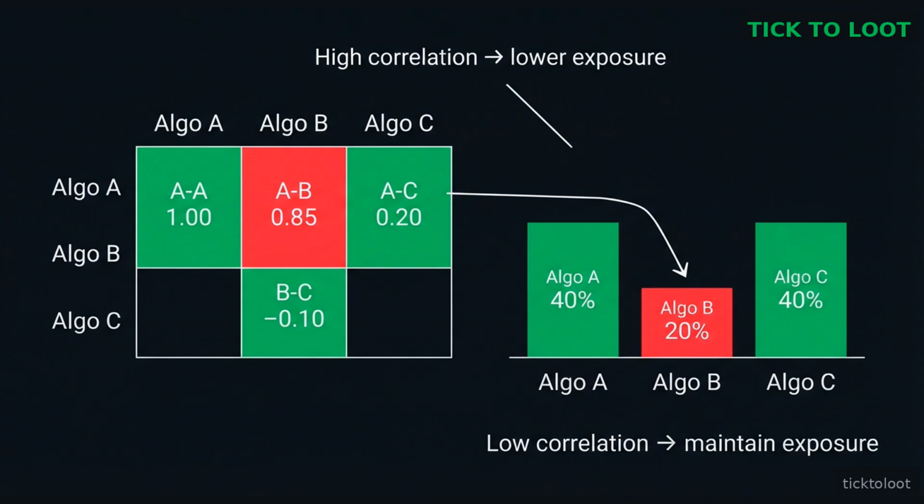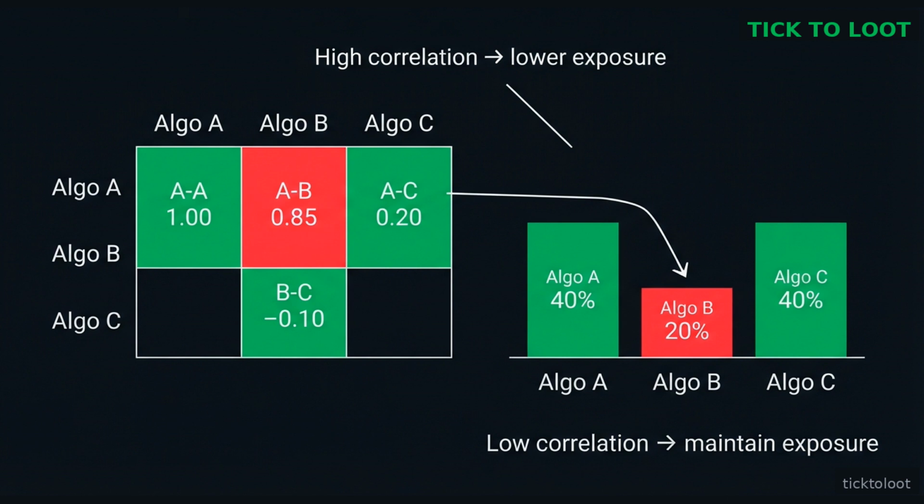In our example, Algo A and Algo B have a coefficient of 0.85. That's a strong positive link, meaning when one makes money, the other likely does too, and when one loses, the other loses as well. Algo A and Algo C, however, only have 0.20, indicating they are mostly independent. To protect your overall portfolio, you want less exposure to bots that are tightly linked.